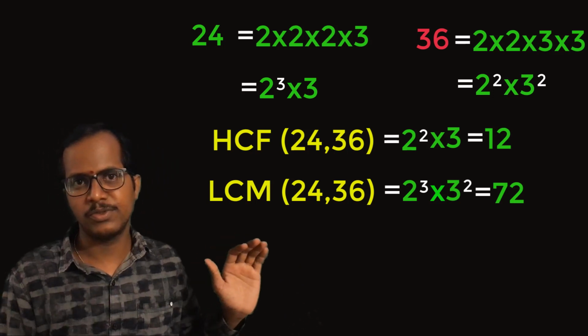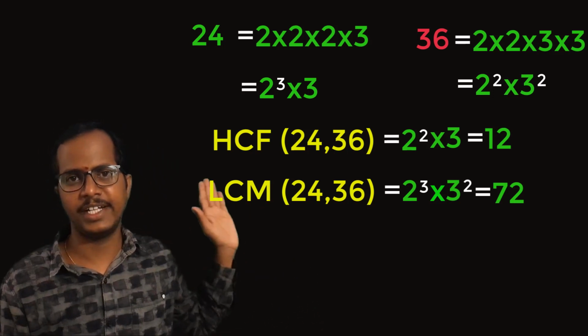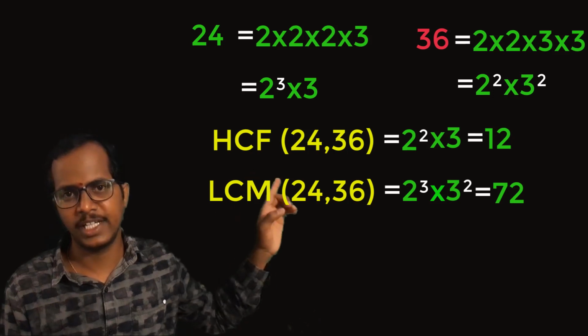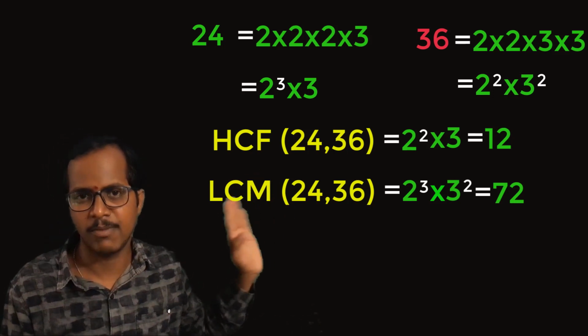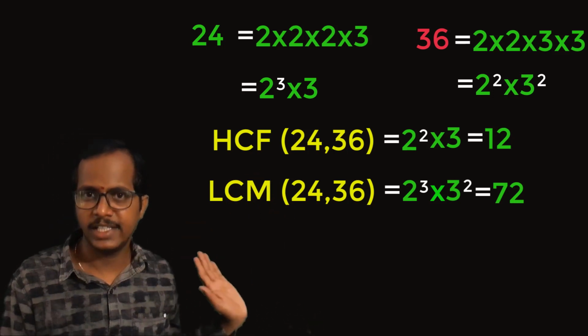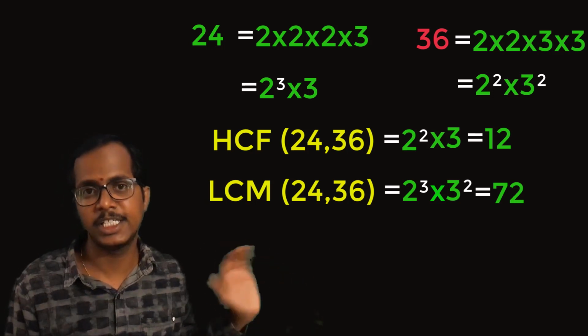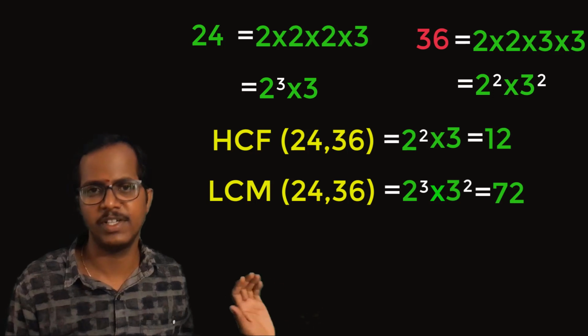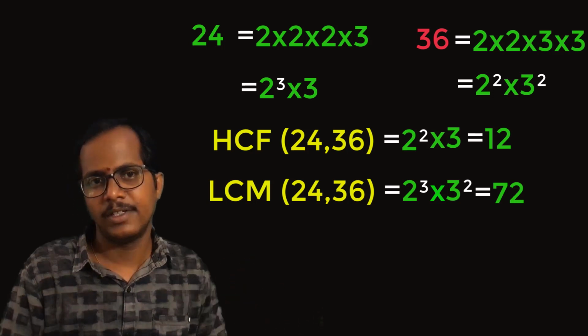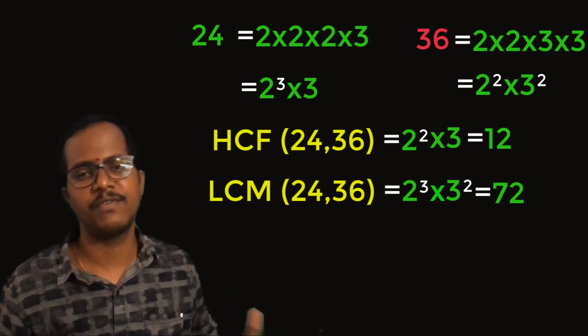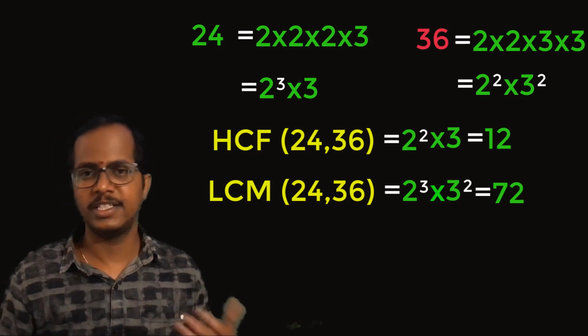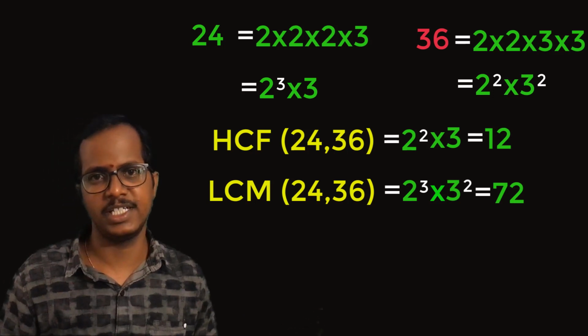And also we need to remember one more thing: to find the HCF, we need to take the smallest power of each common prime factor, and to find the LCM, we need to take the greatest power of each prime factor of the given two numbers. So if we remember these things, we can find the LCM and HCF of given two integers using this prime factorization method.